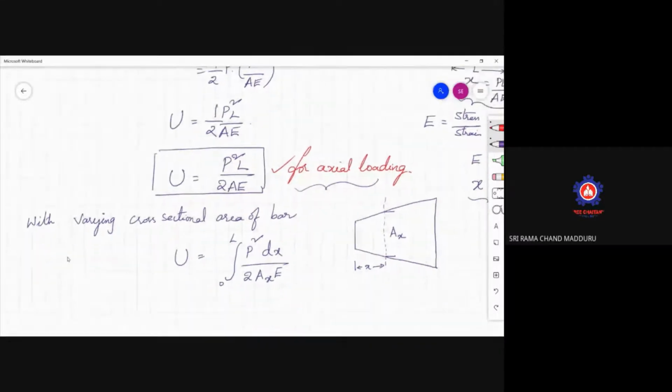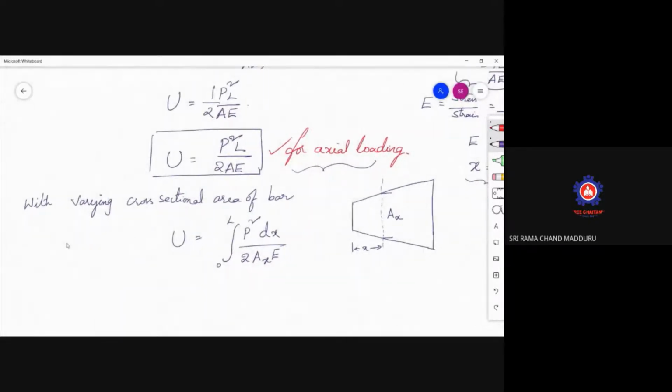So note down this one. With the varying cross-sectional area of the bar, the strain energy is P squared by 2 Ax into E, integrated from 0 to L with dx. So this is the length of the member, and we are integrating from 0 to L. A small element of width dx is considered. This is called a small element of x.